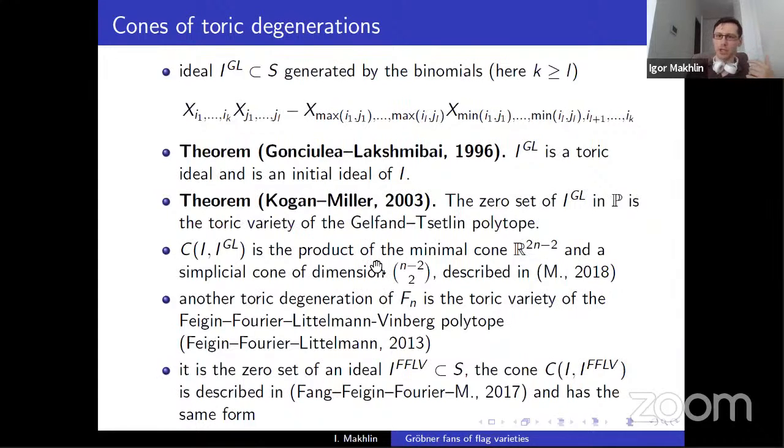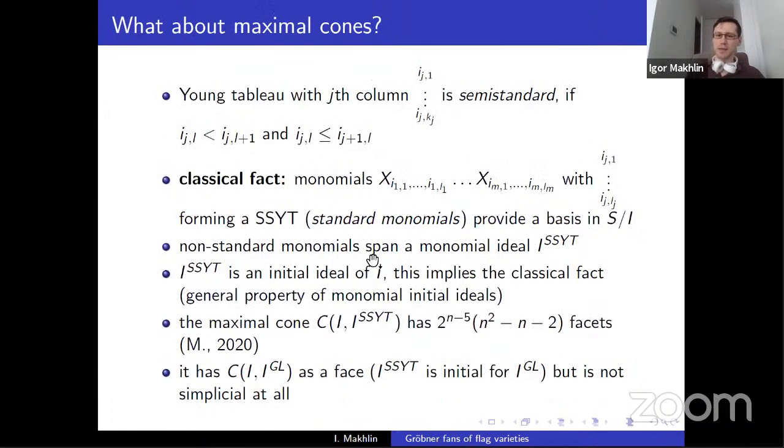cones corresponding to toric degenerations, their structure was very simple. They were the product of a simplicial cone and of a linear space. And here this is not true at all anymore. So these are really complicated fans. So we know their facets, but we do not really know what their face lattice looks like. I mean, this is something.